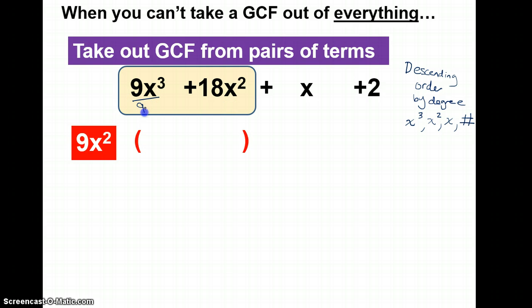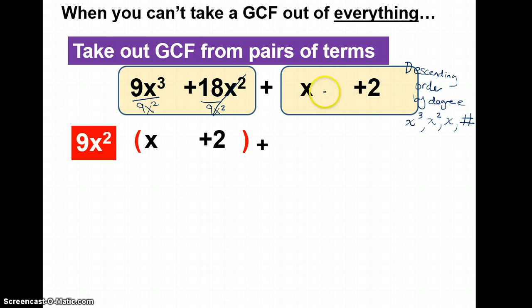So if I take out a 9x squared, 9 goes into 9 once. How many x squareds will I be left over with? One of them. If I do the same thing, if I go 9x squared, well, that'll just cancel out. 9 goes into 18 how many times? It's 2. Okay, so let's do the same thing here.